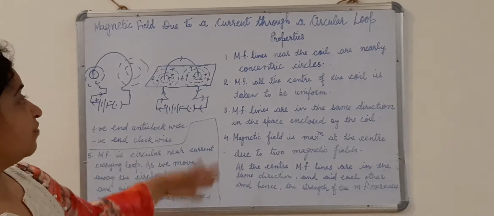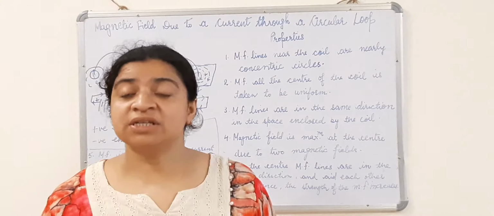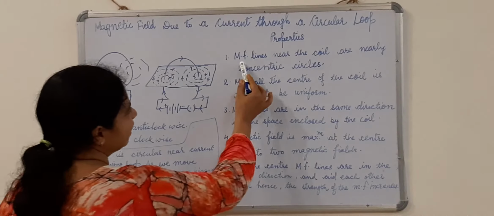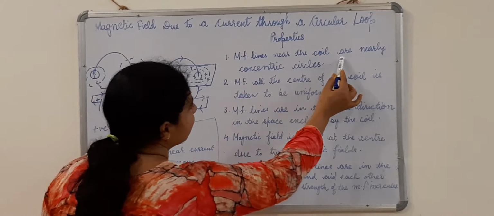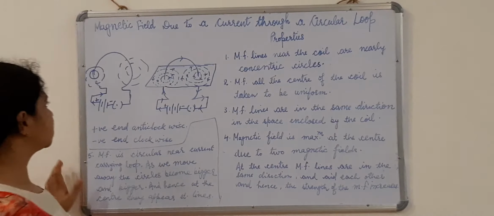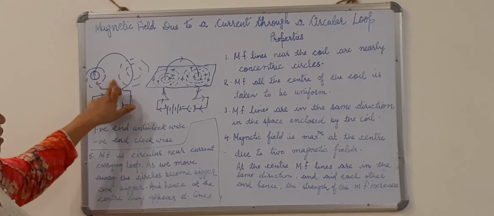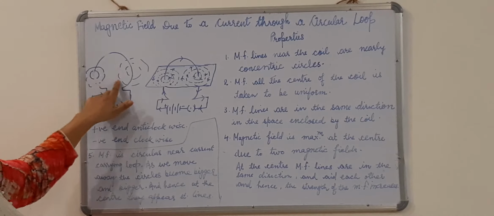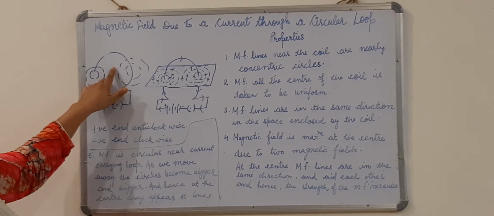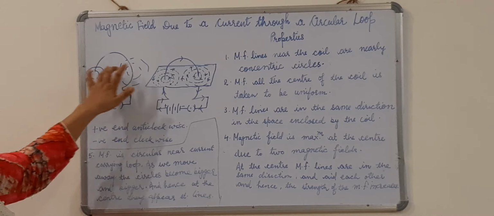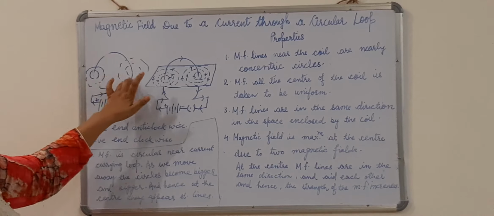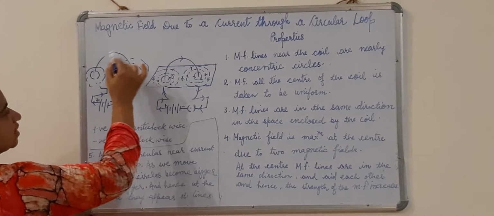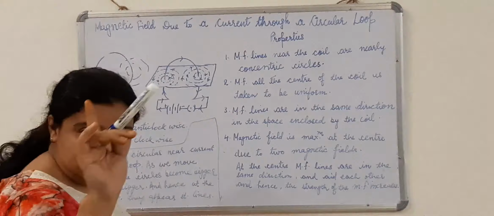Now, along with the pattern, we need to remember certain properties or certain points also. So, what is the first point? The first point is that magnetic field lines near the coil are nearly concentric circles. This is the coil, and this is the center of the coil. Magnetic field lines near the coil, near these two parts, are nearly concentric circles. This is the first point.